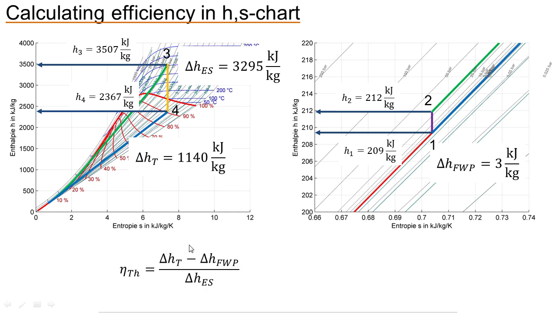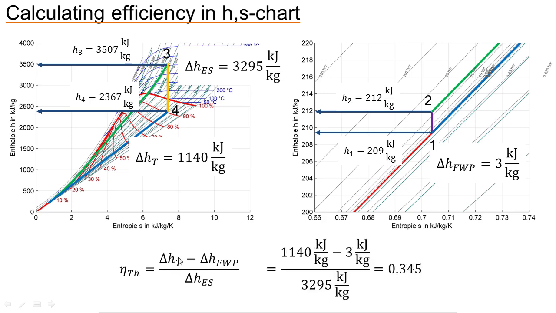And if you want to calculate the efficiency, just put in these values: the amount of work you get out of the turbine, subtract the amount of work, the enthalpy you put in the feed water pump. Just subtract these values and divide it by the amount of heat you put into this, and you get your efficiency here. This is the easy way to calculate the efficiency, even if the h.s-chart looks a bit more complicated.